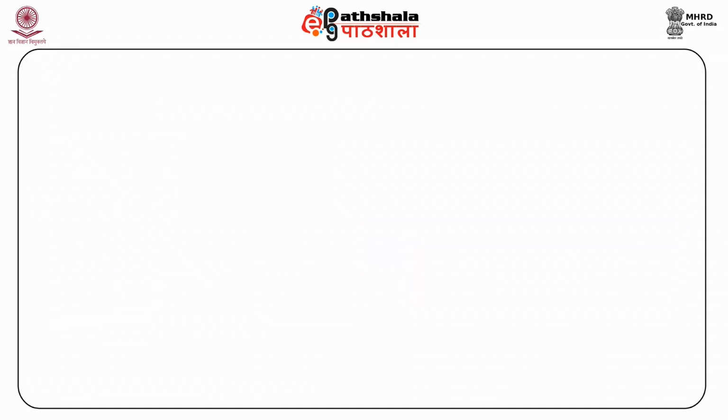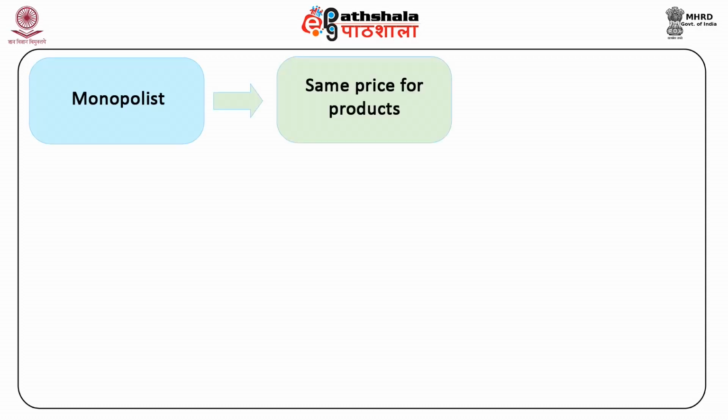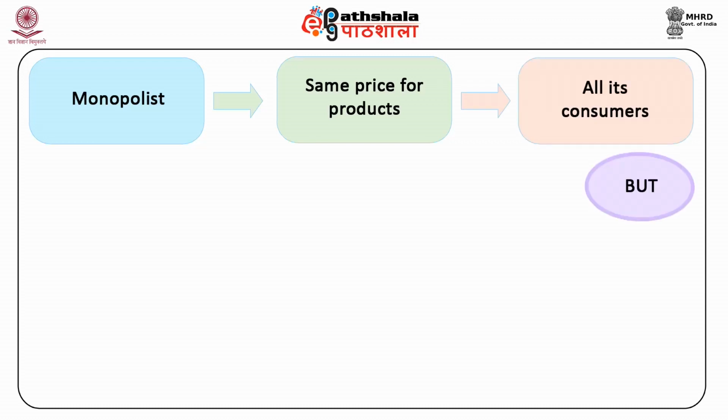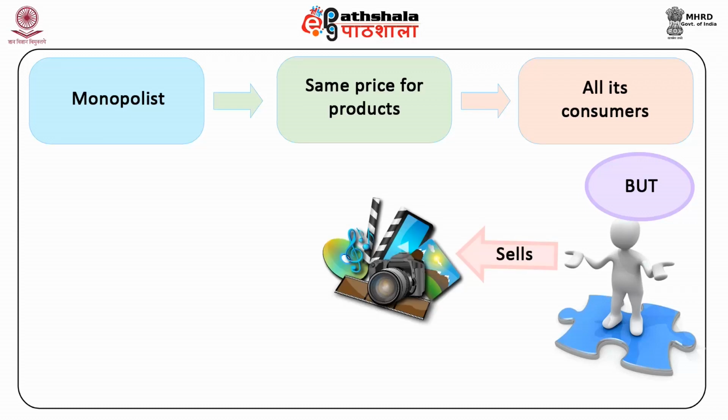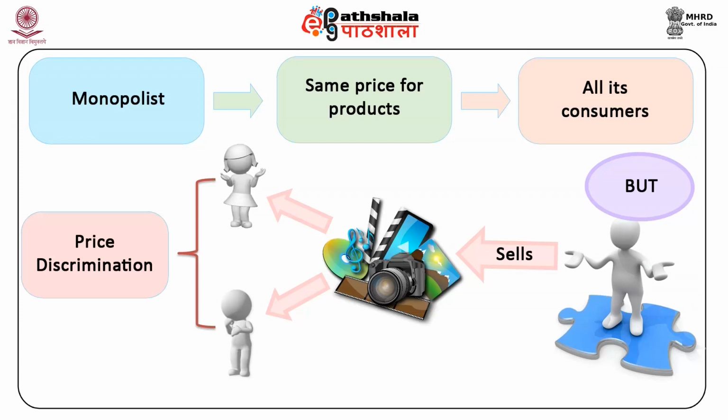We shall now discuss price discrimination in monopoly. So far, we have seen that the monopolist charges the same price for the product from all customers. But in several cases, the monopolist sells the same product at different prices to different customers even though the cost of producing it is the same. This practice of charging multiple prices is known as price discrimination.